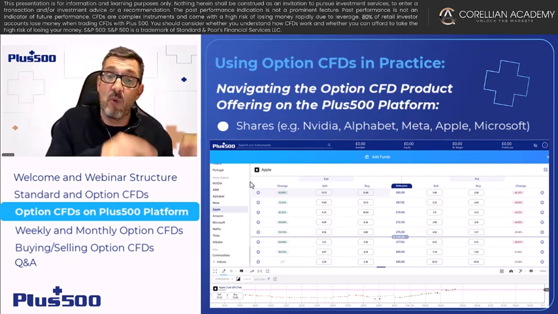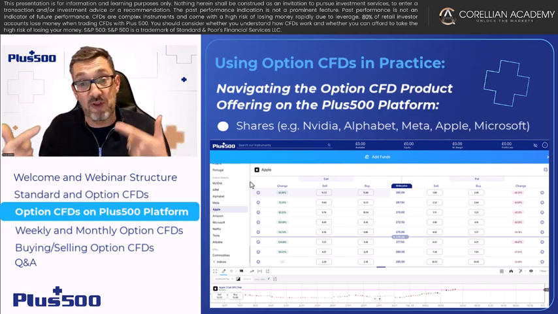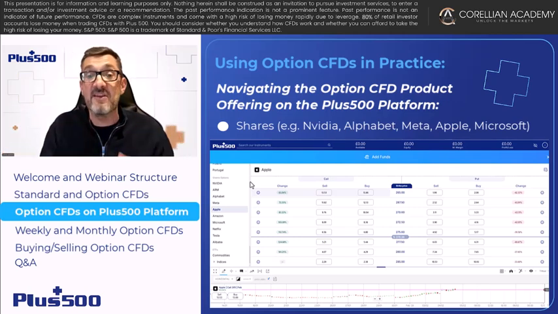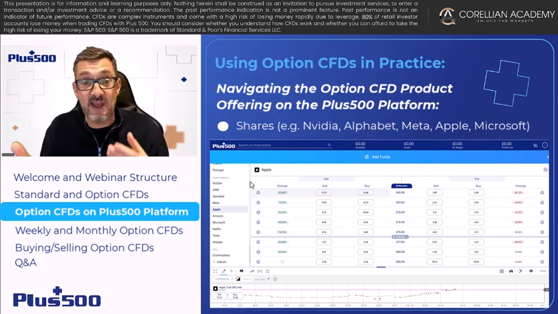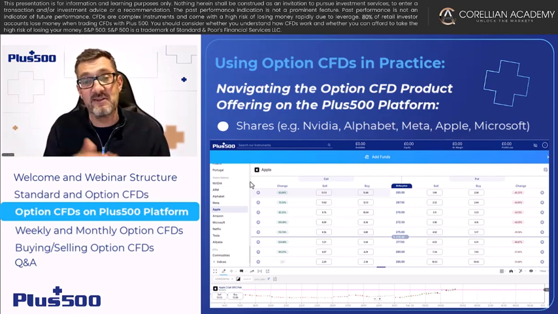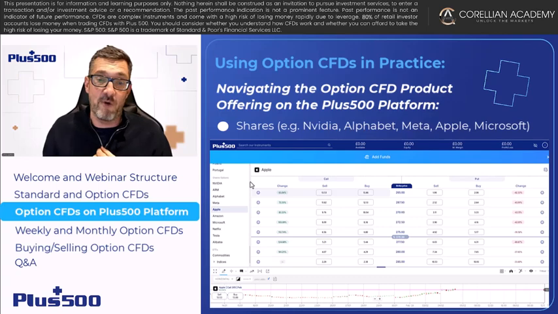Option CFDs give you a way to express directional or volatility-based views on these companies without needing to trade the shares themselves. It's the same familiar CFD interface, but with a completely different set of opportunities.